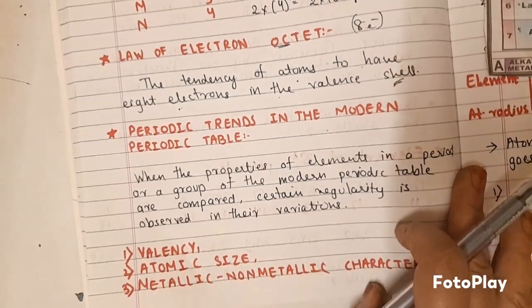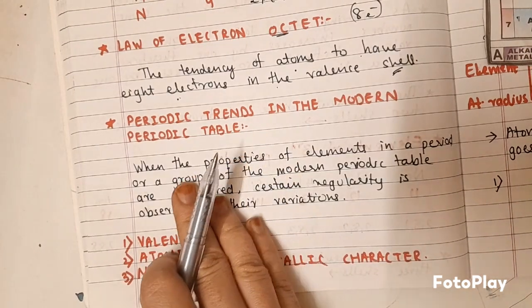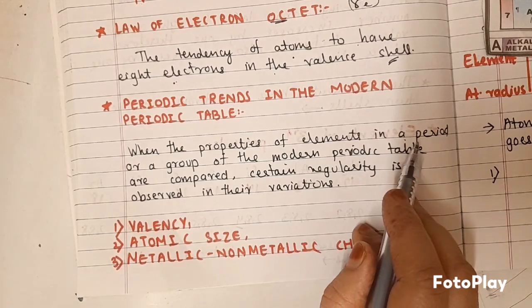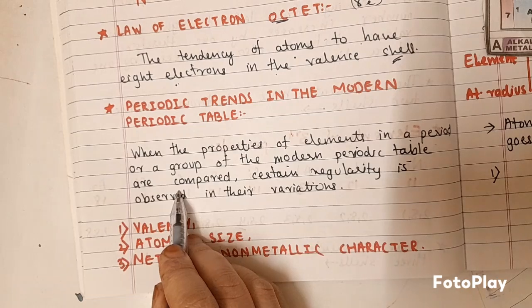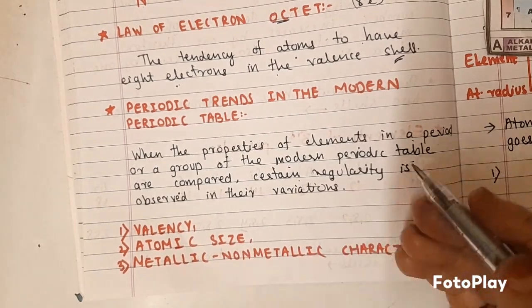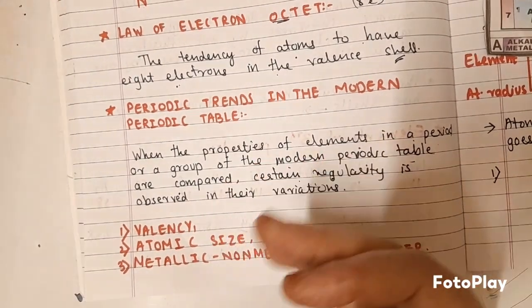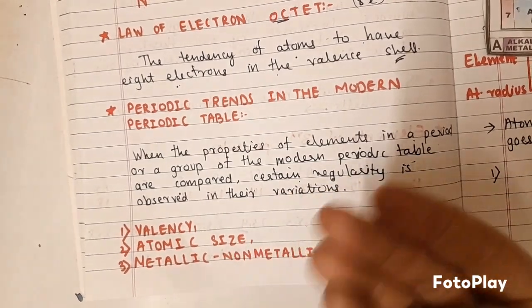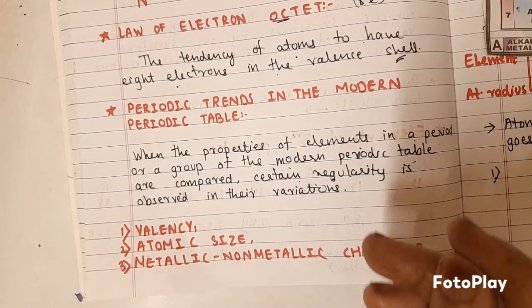Now the next topic is periodic trends in the modern periodic table. When the properties of elements in a period or a group of the modern periodic table are compared, a certain regularity is observed. That means certain characteristics like physical and chemical properties are repeated after an interval, observed in their variation. It is called periodic trends in the modern periodic table.